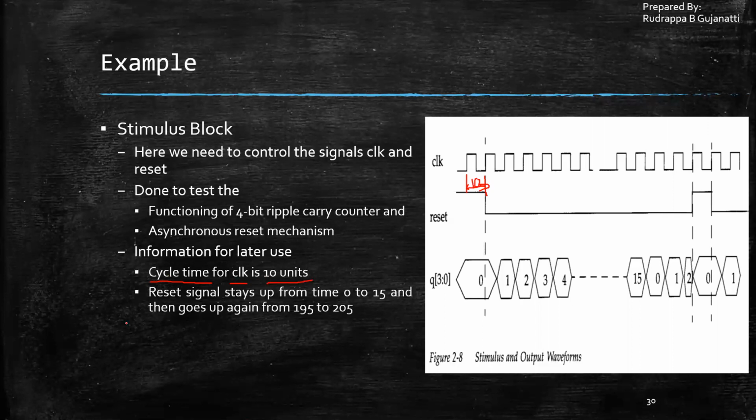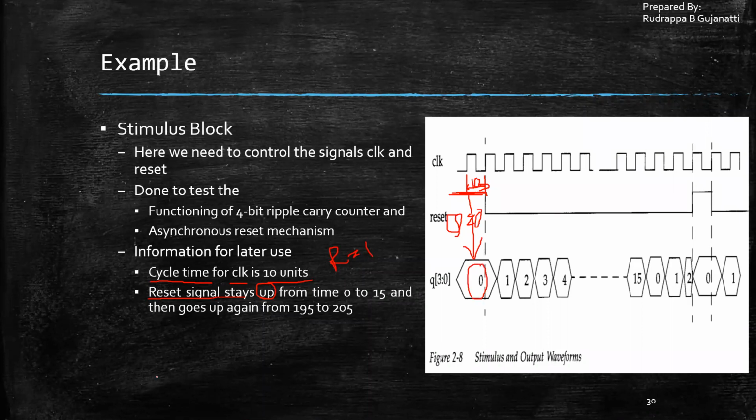And next point, what he specifies is that the reset signal stays up. That is, the reset signal is 1. Reset signal stays up implies what? Reset is high. So whenever reset is high, Q should be reset to 0, that is, Q should be equal to 0. That is what you have to observe.